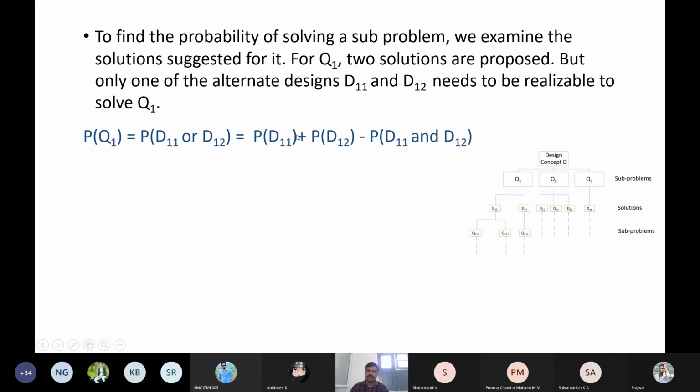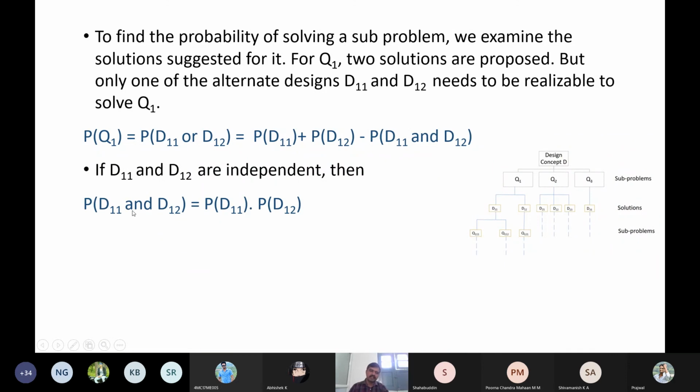Then again apply the rule. So P of D11 or D12 can be written as P of D11 plus P of D12 minus P of D11 and D12. Since again here it is P of D11 and D12, in order to get value for this, you should know whether D11 and D12 are dependent or independent. That you should know. If D11 and D12 are independent, then P of D11 and D12 will be equal to P of D11 into P of D12.